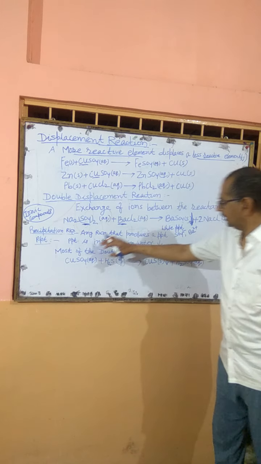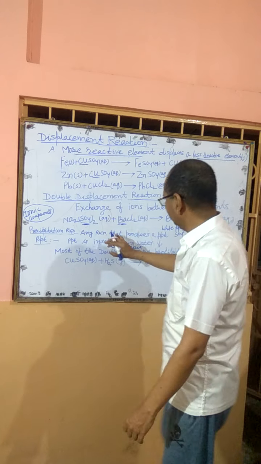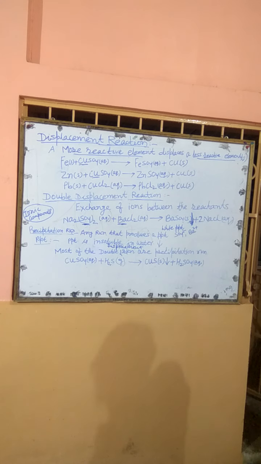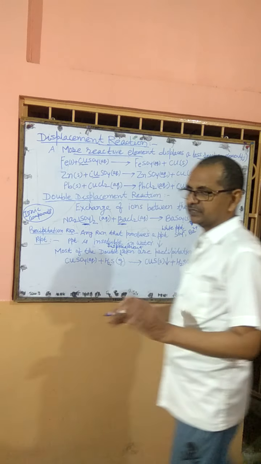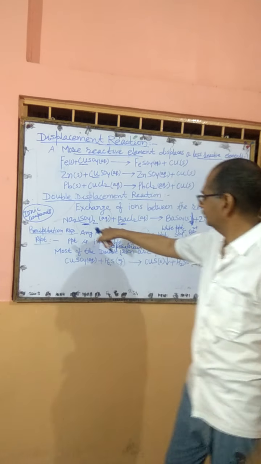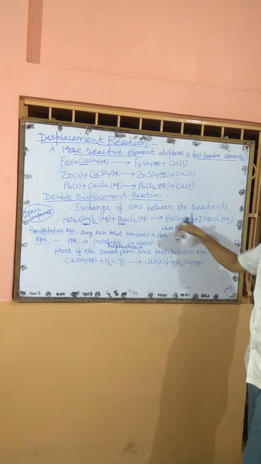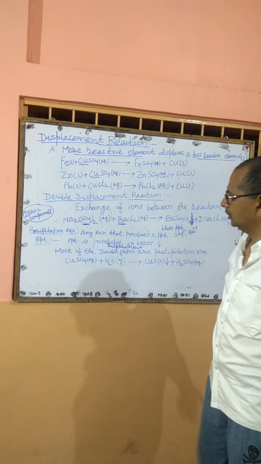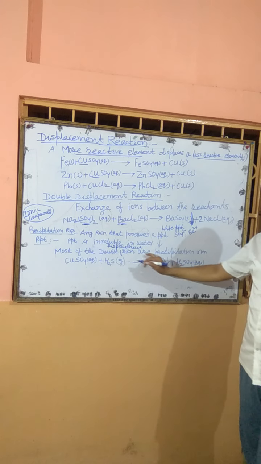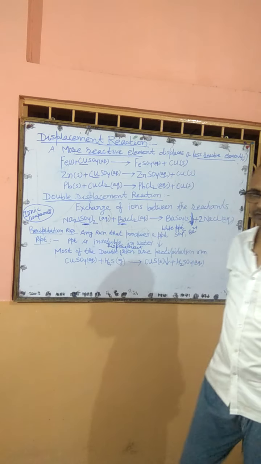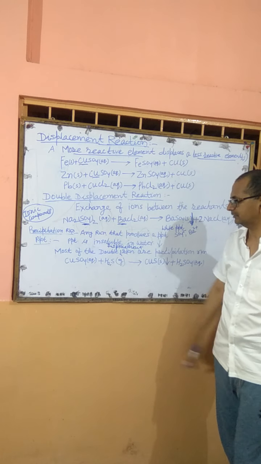Now this is a precipitation reaction. Any reaction that produces a precipitate is called a precipitation reaction. So this reaction is a precipitation reaction because a white precipitate of barium sulfate is formed in this reaction. So most of the double displacement reactions are precipitation reactions.